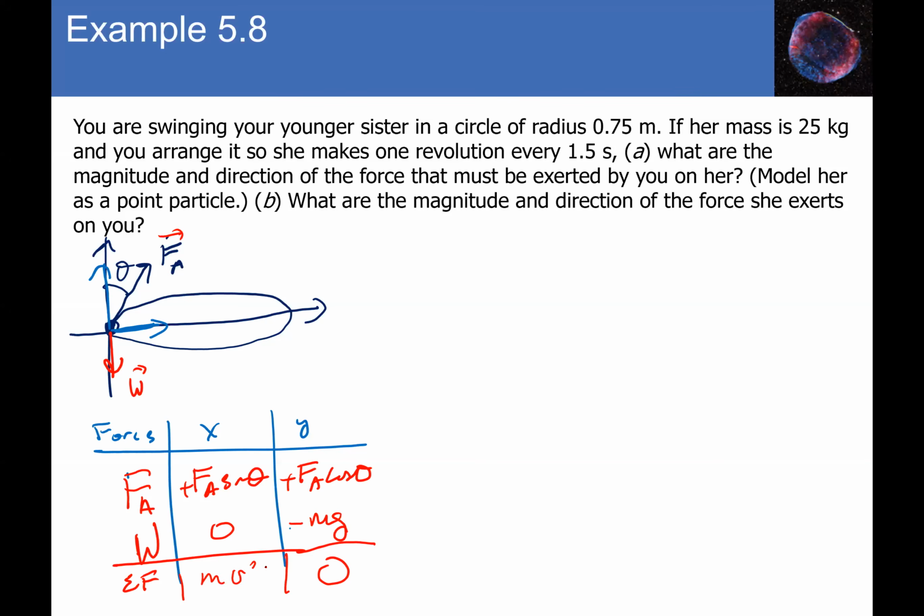So we can say mv squared divided by r. That's for the X direction, mass times acceleration, but it's a centripetal acceleration, right? Because there's a centripetal acceleration toward the center.